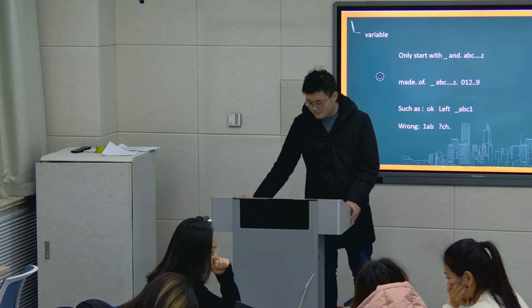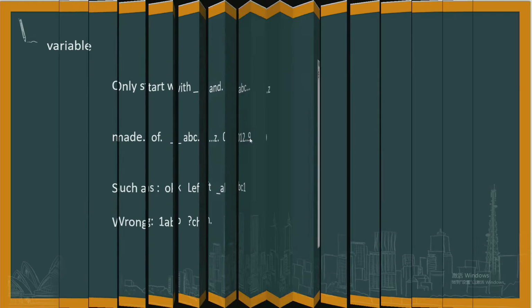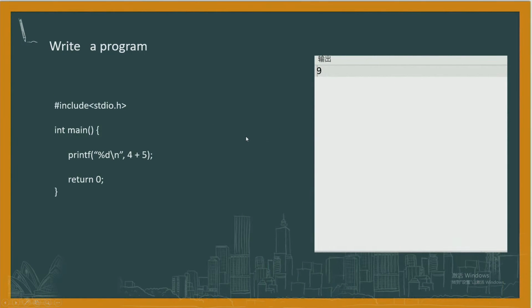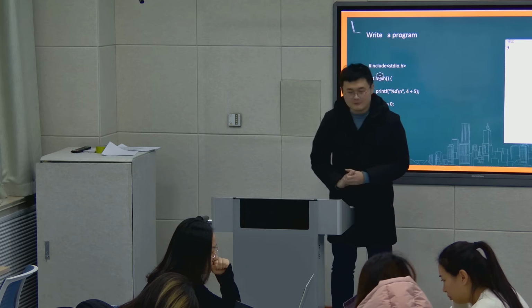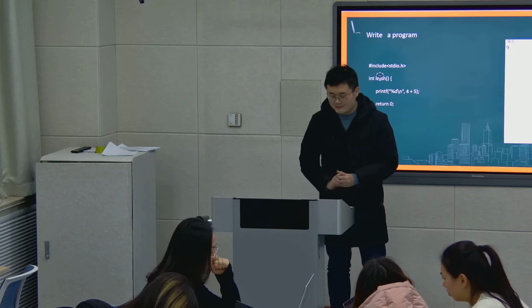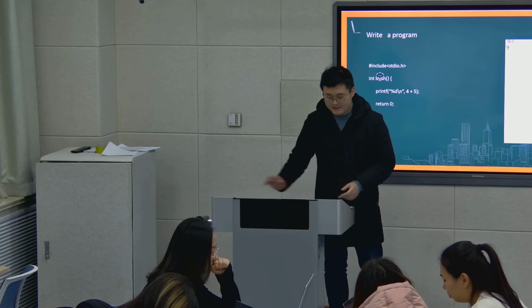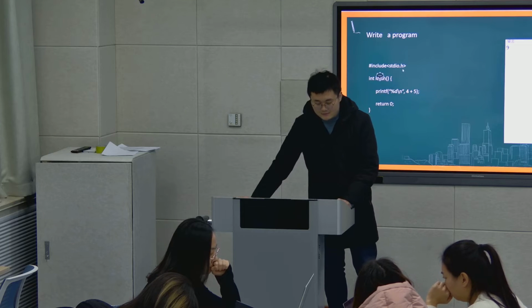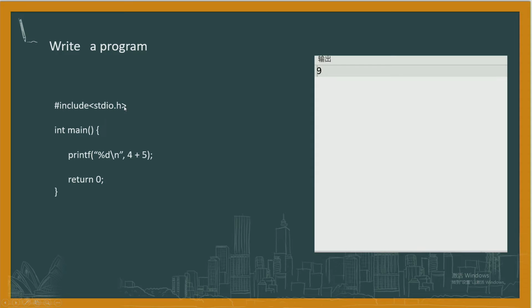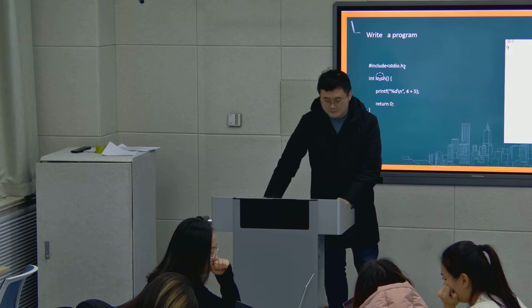So let's start another page. Let's start to practice writing a program. Here is a very simple program. We just calculate what 4 add 5 is. Here you can see we include stdio.h. It means standard input output. And if we want to have output, we must include this stdio.h.